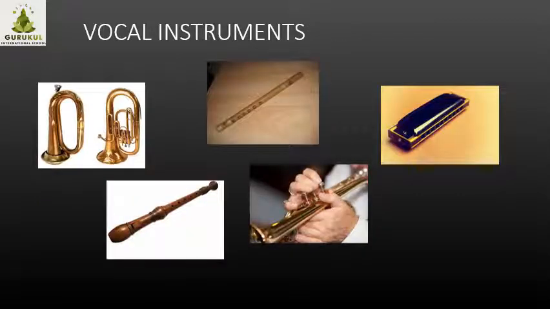Now see, these are some vocal instruments. Some of the vocal instruments I have shown in the picture. These are the bugle. Then the second and fourth pictures are a flute. You can see there are some holes on the flute. In the same way, on the bugle also we have some buttons or holes for adjusting the air columns. The third picture is a mouth organ. This is also a vocal instrument. So we'll see what a vocal instrument is.